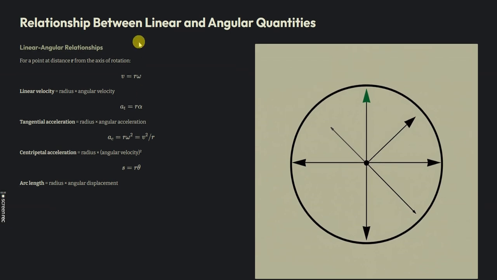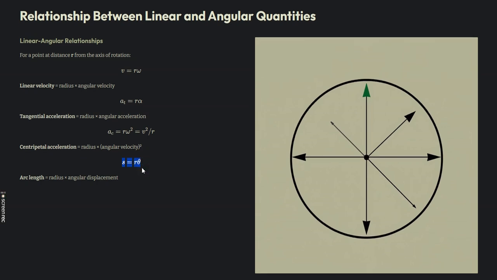Relationship between linear and angular quantities. For a point at distance r from the axis, linear velocity v equals radius into angular velocity omega. Tangential acceleration equals radius into angular acceleration. Similarly, centripetal acceleration equals radius into angular velocity square. Arc length equals radius into angular displacement.